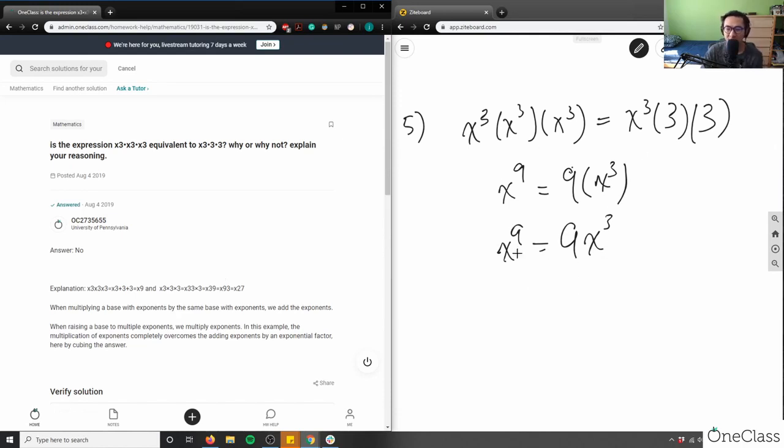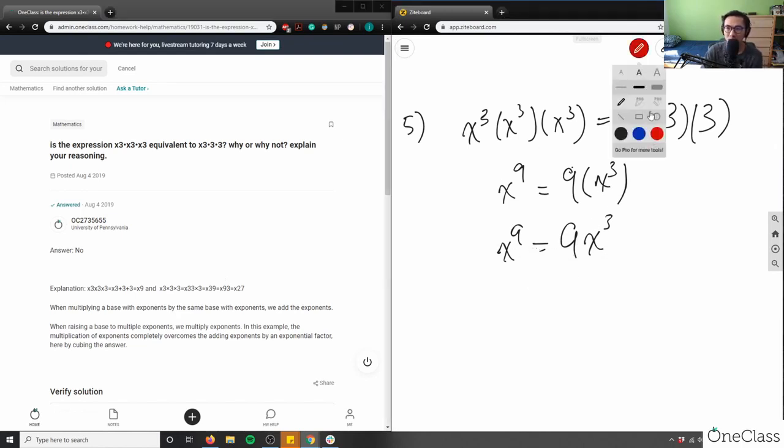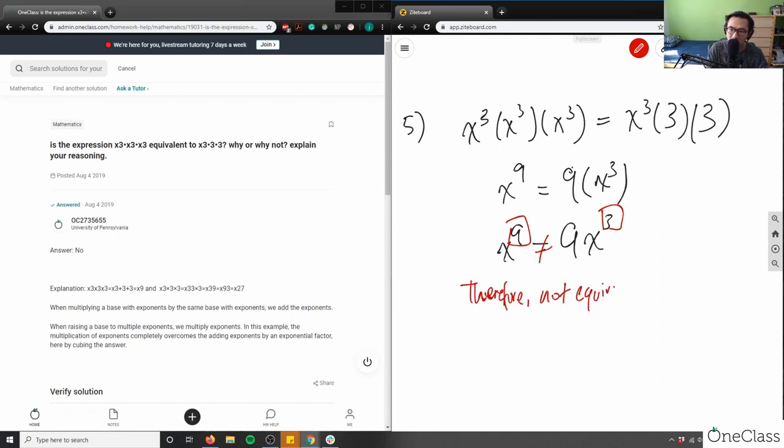In this case, I have x to the power of 9 equals 9x cubed. They're not equivalent to each other, right? I have a different exponent here. This is the power of 9, and this is the power of 3. They're not equal to each other, which means the answer is no. Therefore, not equivalent. They have different exponents, and this one has a different base as well. This is x and this is 9x. Therefore, they're not equivalent.